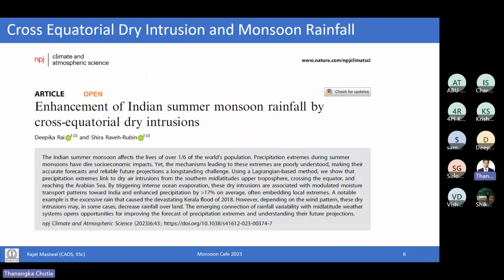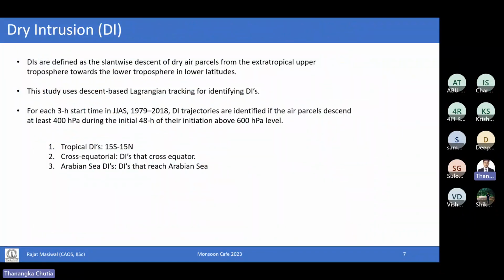Now I'll come to this recent study where they show that the cross-equatorial dry intrusion can actually enhance rainfall. This study came out this year in NPJ. Let's first look at the definition of dry intrusion. In general, the dry intrusion is defined as the slant-wise descent of dry parcels from the upper troposphere to the lower troposphere. Since it is slant-wise, it goes downward in the vertical levels, as well as from the extratropics towards the tropics. And in this study, they have specifically used Lagrangian tracking for identifying these dry intrusions.